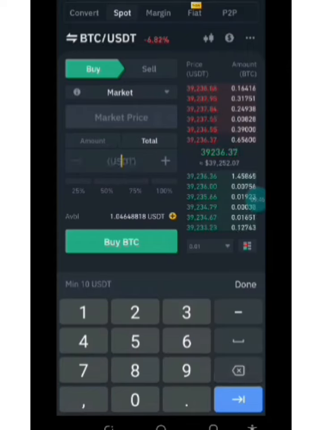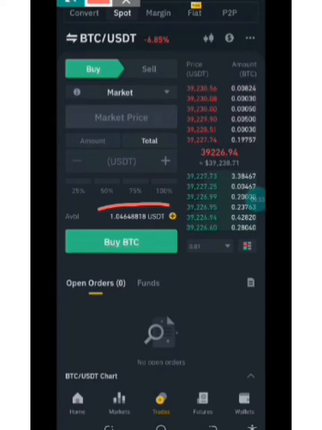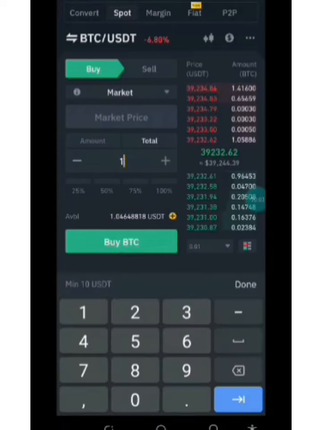Okay, how much BTC do I want to buy in USDT? Maybe imagine I have 100 USDT. I just type in 100 USDT. You can see "sufficient available balance" - so I don't have up to that. So that's to buy BTC.